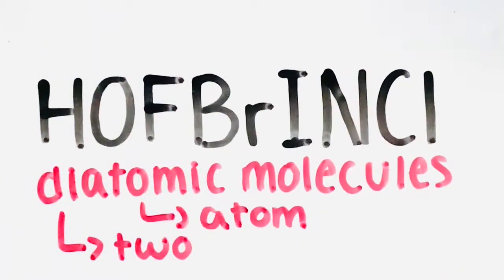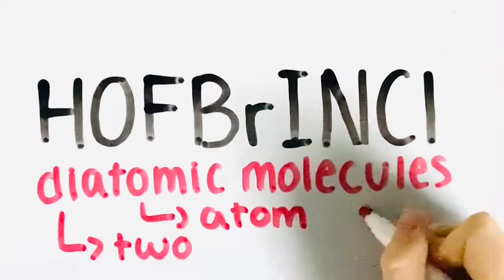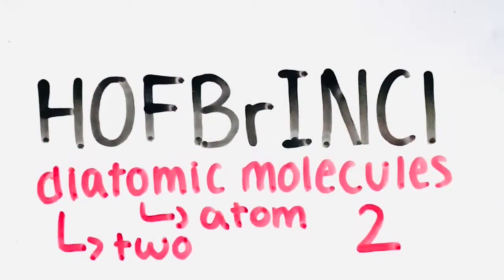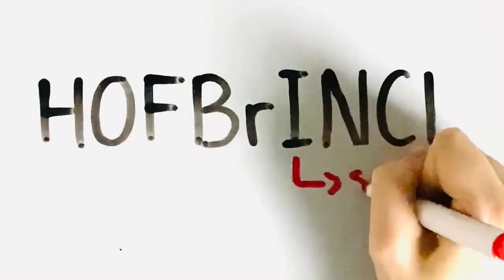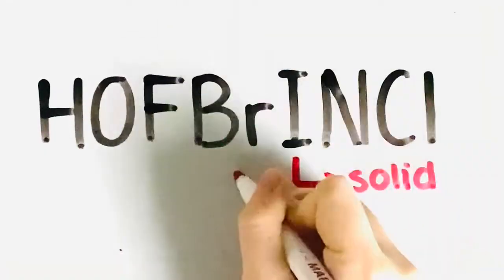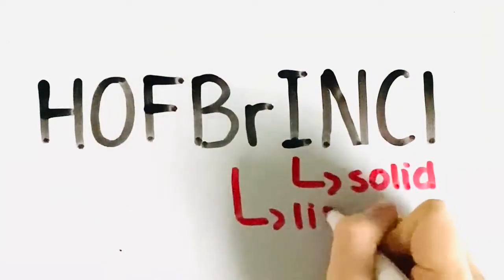Diatomic, 2 atoms. In life, the elements of Hofbrinkel are always found in pairs. Since they are diatomic, their subscripts will always be 2, representing 2 atoms. Now, what are the states of Hofbrinkel? All elements in Hofbrinkel are gases, excluding iodine, which is a solid, and bromine, which is a liquid.